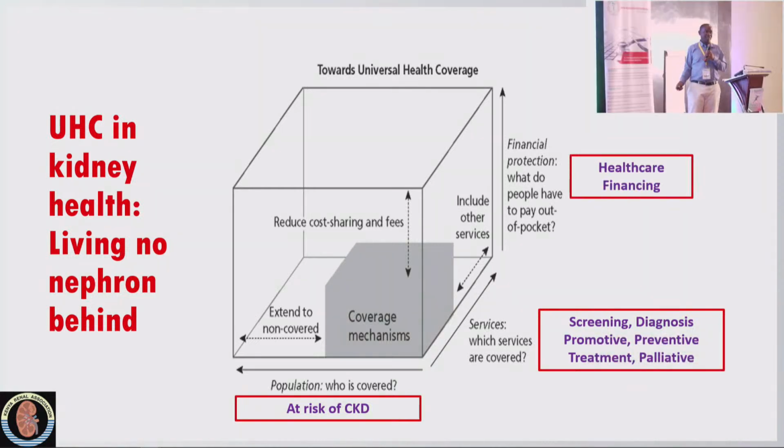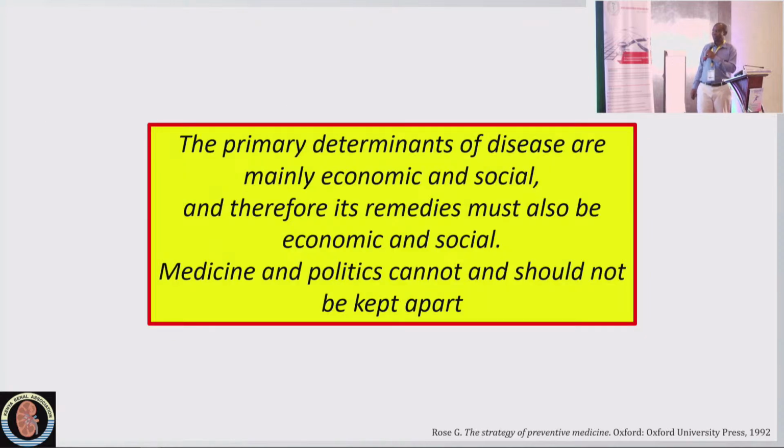proper healthcare financing. And it's only you as individuals here who can push, not only by directly speaking to each other, speaking to the people in government, but also advocating through the public. Because we have realized ultimately when the public complains, the government reacts, and that's the only way you can do it. I leave this last slide here, that the primary determinants of disease are mainly economic and social, and therefore its remedies must also be economic and social. Medicine and politics cannot and should not be kept apart. That's by Dr. Rose. Thank you very much.